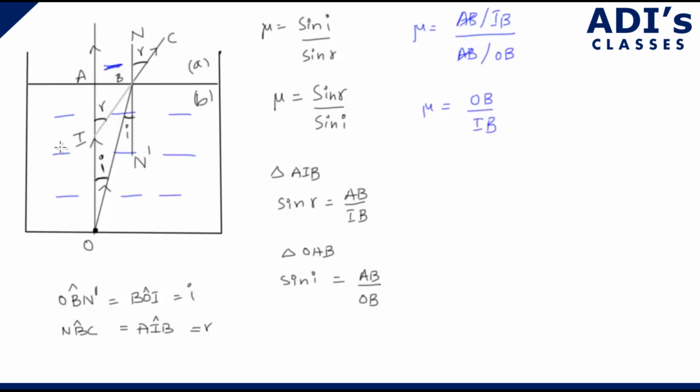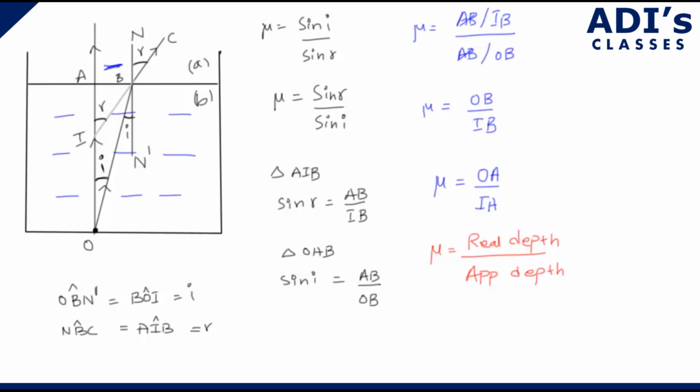If you look at the figure, A and B are very close to each other. So in place of OB we can write OA, and in place of IB we can write IA. So we have mu equal to OA divided by IA. This is nothing but the real depth divided by the apparent depth, correct? So mu is equal to real depth divided by apparent depth. This gives the refractive index of the material.